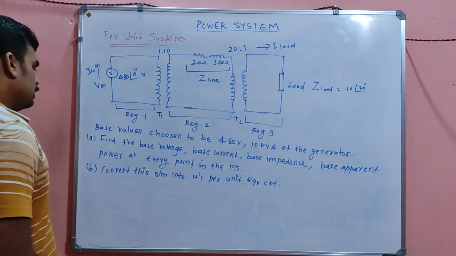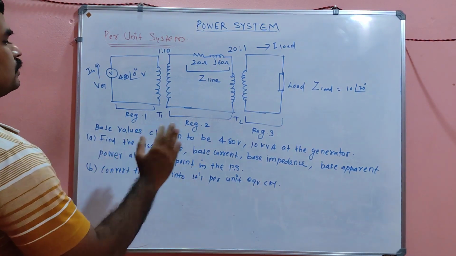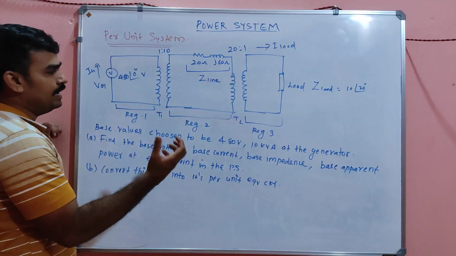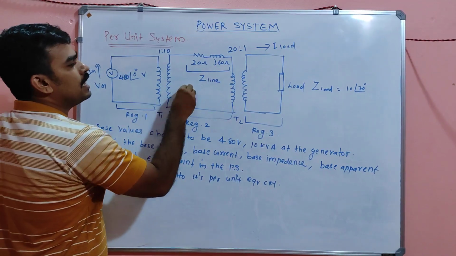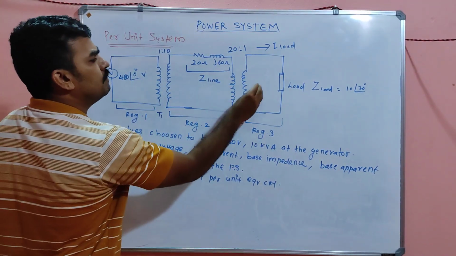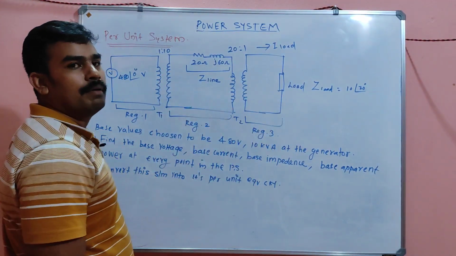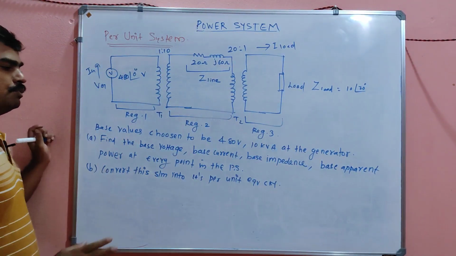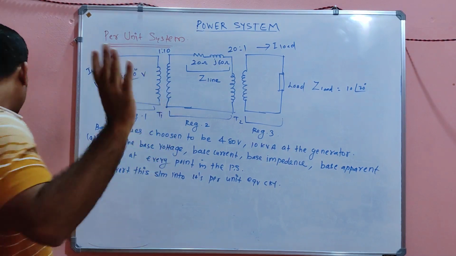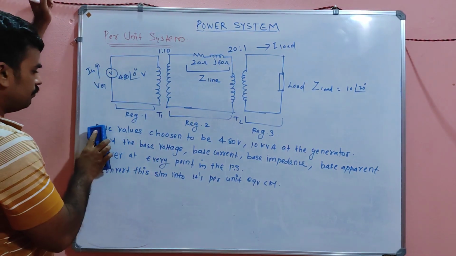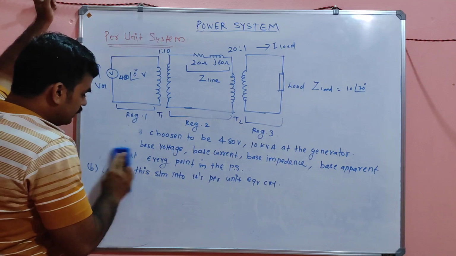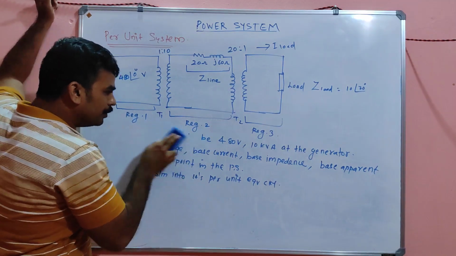Okay, so the first step is we have to find the base quantities at each region. After that you have to find the per unit values and convert it into a per unit equivalent circuit. Okay, so I'm removing this one. Hope you noted this.